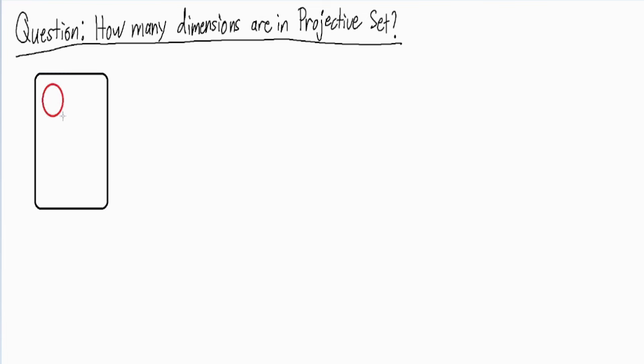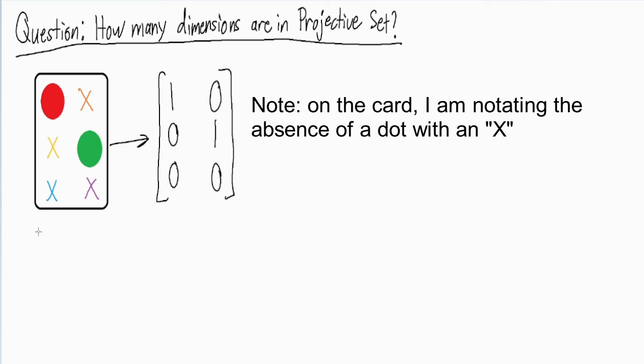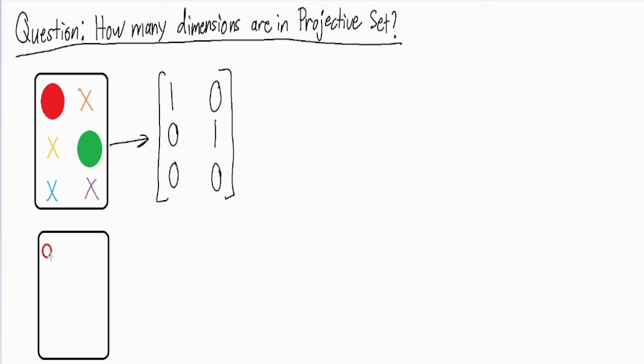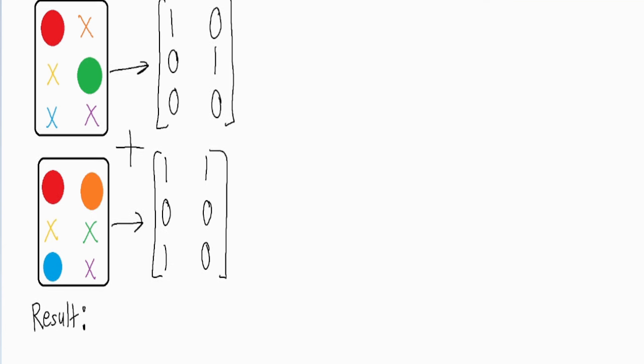So each card can be interpreted as a list with 6 slots. Each slot either has a 0 for no dot or 1 for a dot in that spot in the card. When you pick up a set, you can track the totals of each dot as a new list. So let's say we pick these 2 cards here. Then we have this resulting list.